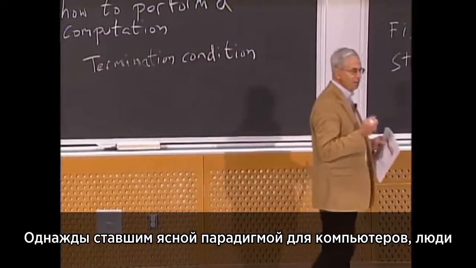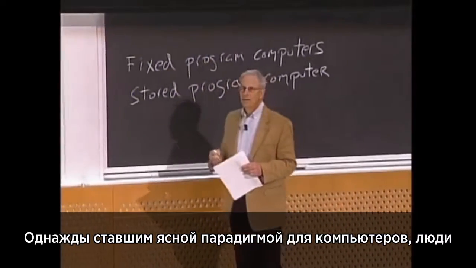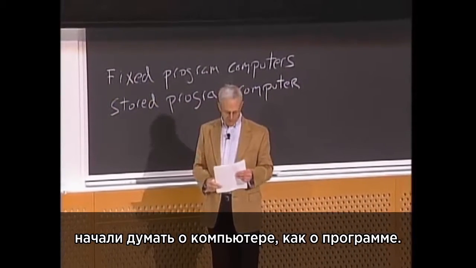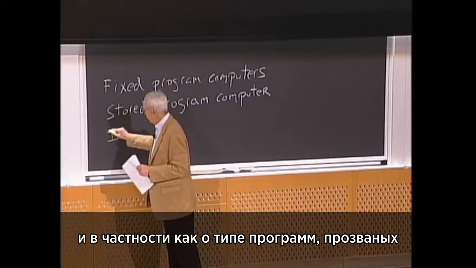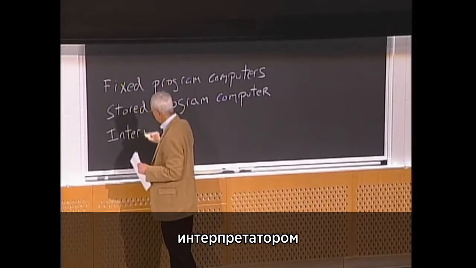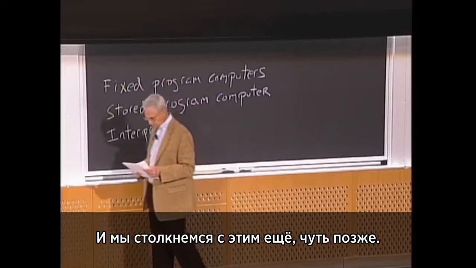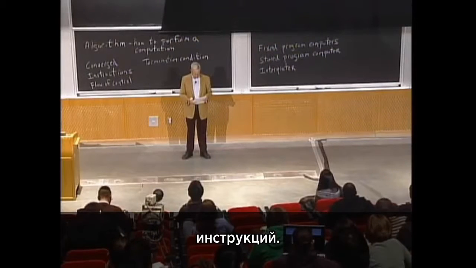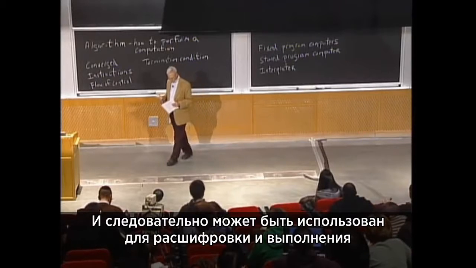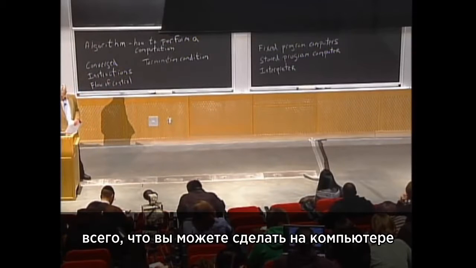Once this became clear as the paradigm for computers, people began to think of the computer itself as a program, and in particular as a kind of program called an interpreter. And we'll get to more on this later today. An interpreter is a program that can execute any legal set of instructions, and consequently can be used to describe and accomplish anything you can do with the computer.